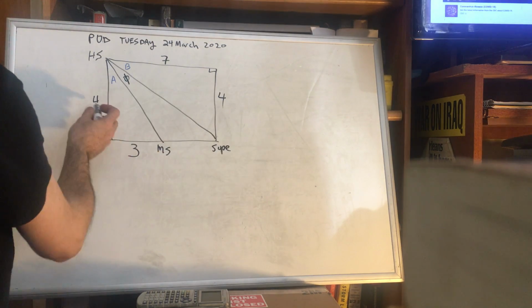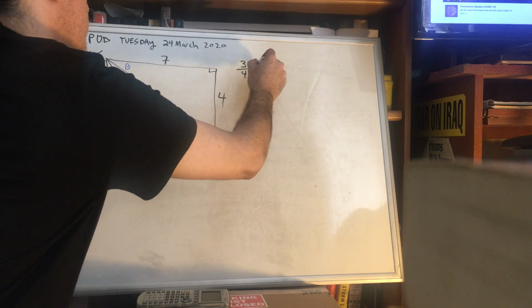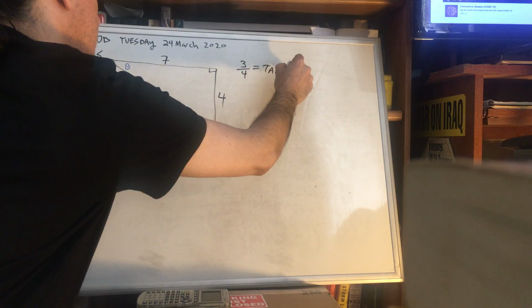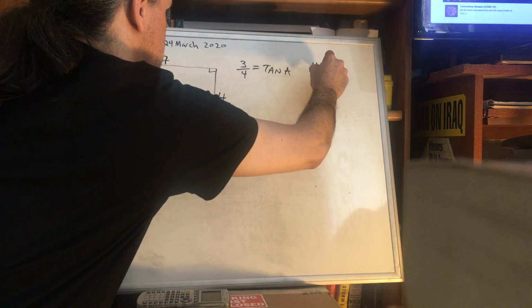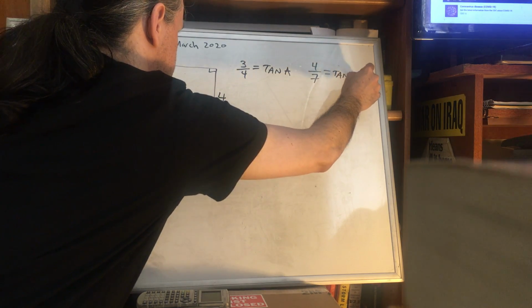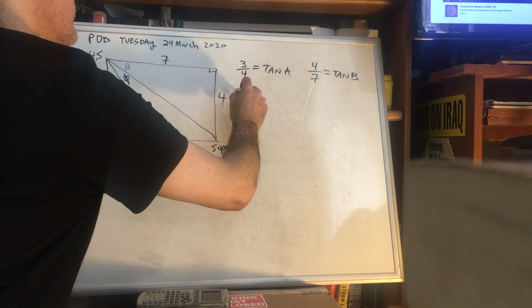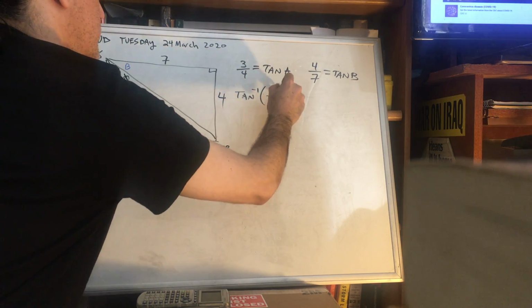Opposite over adjacent, so 3 over 4 is the tangent of A. And opposite over adjacent, so 4 over 7 is the tangent of B. Alright, and so then we take the inverse to get the angle.